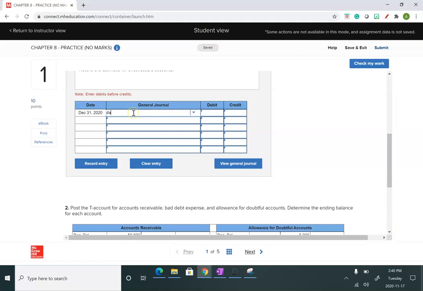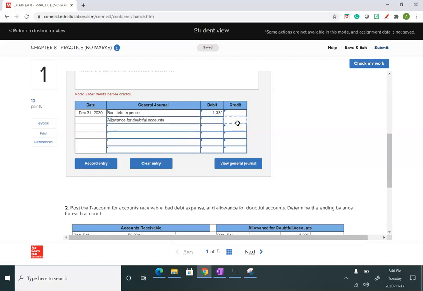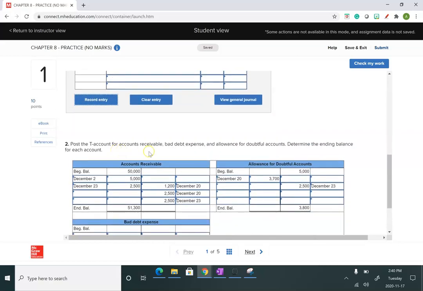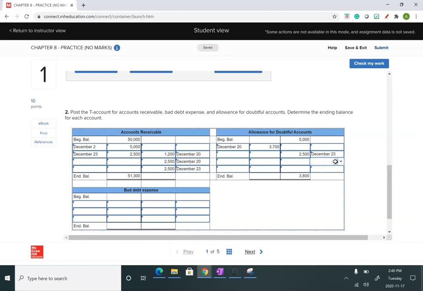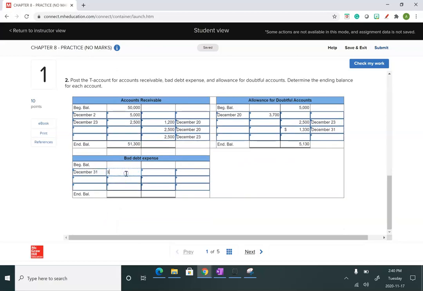Okay, so let's just go ahead and journalize it in here. So bad debt expense for the 1,330, and then my allowance for doubtful accounts of 1,330. And let's go ahead and put these entries in here. So December 31st is 1,330. And then my bad debt expense for December 31st is 1,330.